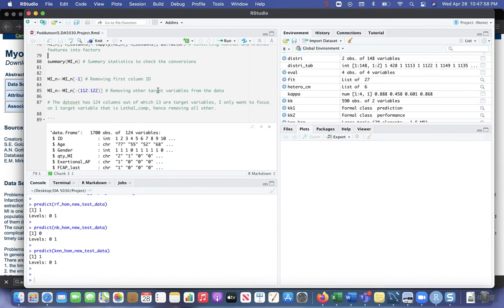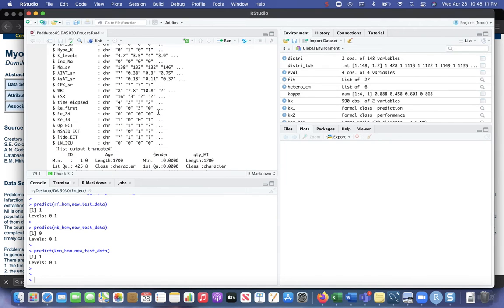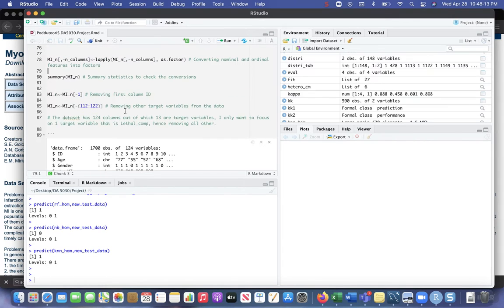So, of the 124 variables, the first one is record ID, which I've removed, and there are 13 target variables in the data. I didn't want to deal with the other 12 because the one I have selected already has a few of those variables. So I'm going forward and removing those 12 target variables from the data set.